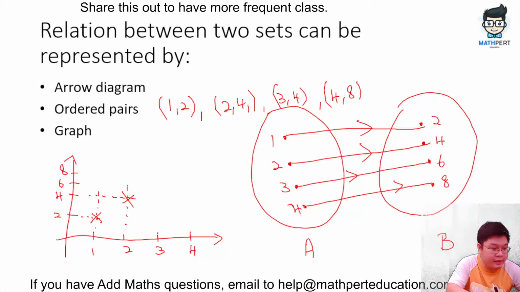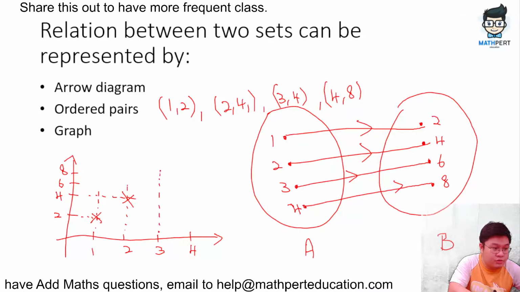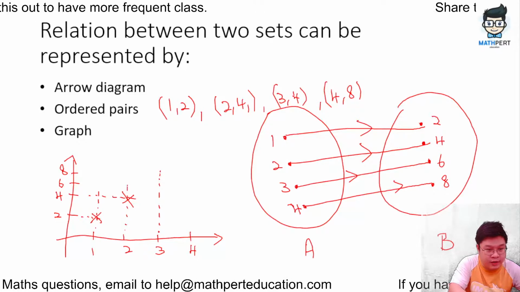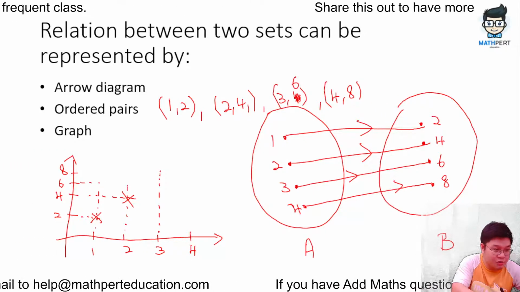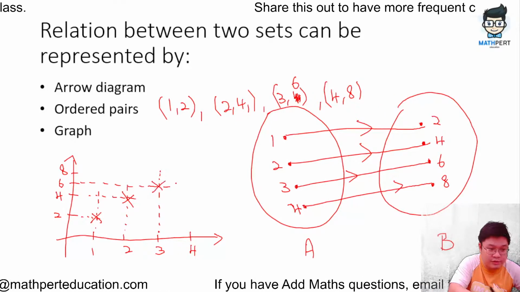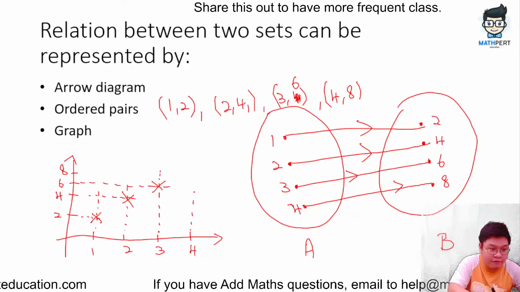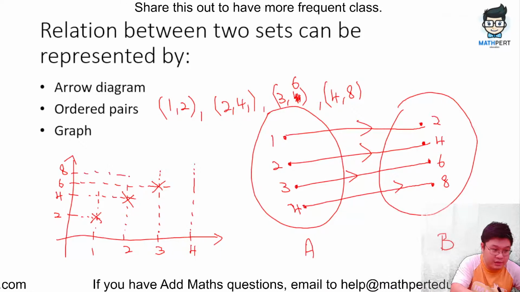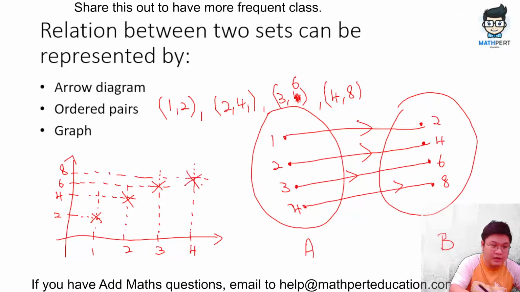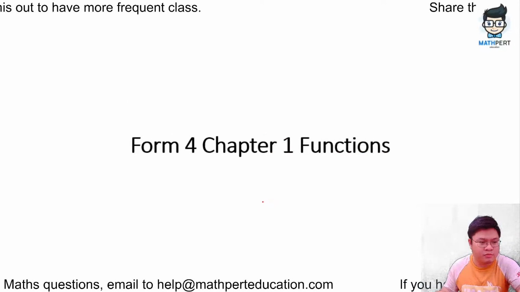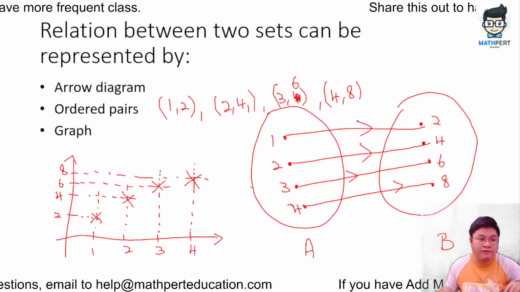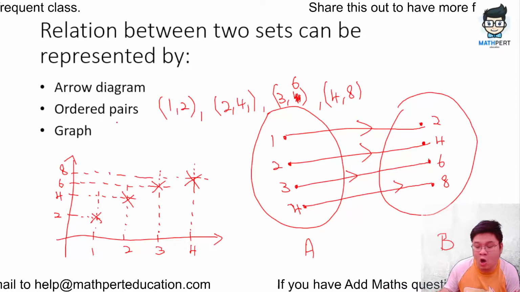Alright, and then this is not (3, 4), okay? This is (3, 6), my bad. So this will be here. And then (4, 8). So this is what we call a graph. Graph, arrow diagram, and order pair.